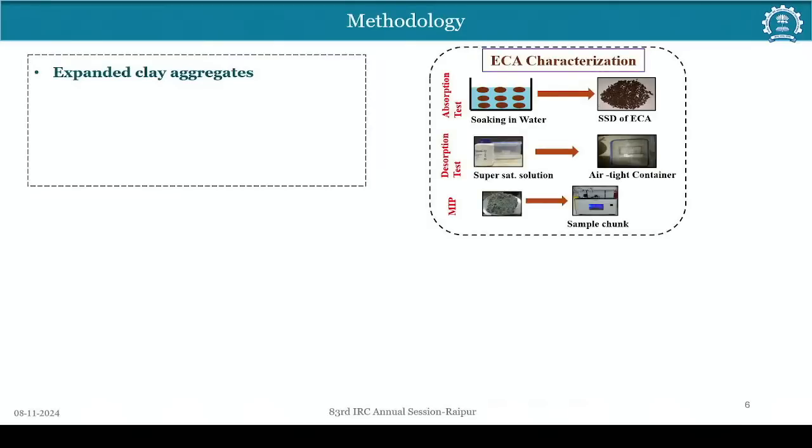Next, I will tell you about the methodology I have adopted to determine the internal curing in concrete pavement. First, I have used expanded clay aggregate, ECA, as an internal curing agent, of 1 to 4 mm size. The characterization of ECA was done to determine if it can be effectively used as an internal curing agent. Next, I have replaced the sand with different percentages: 5, 10, 15 and 20%.